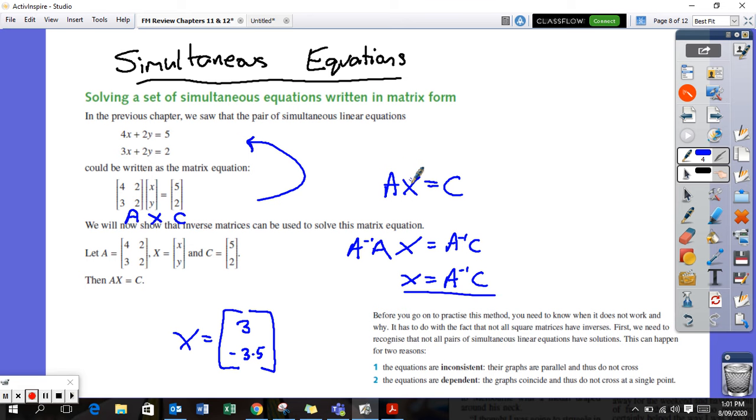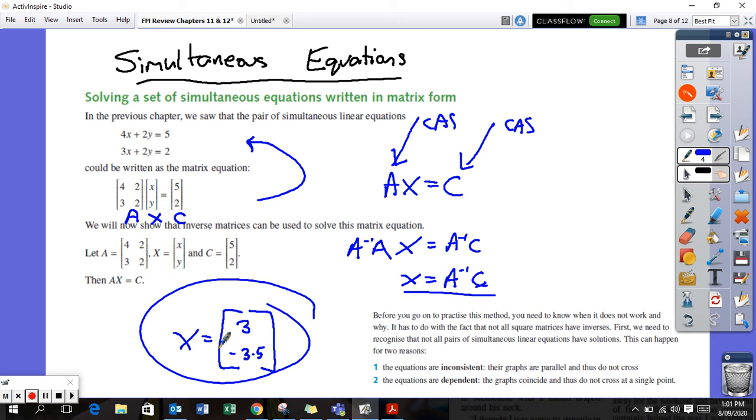You don't need matrix X. So you define matrix A on the CAS, you put matrix C on the CAS, and then all you're going to do is go A to the power of minus 1 times C, and that will give you that solution. Okay, so before we go on though, you need to know there are occasions when this will not work.